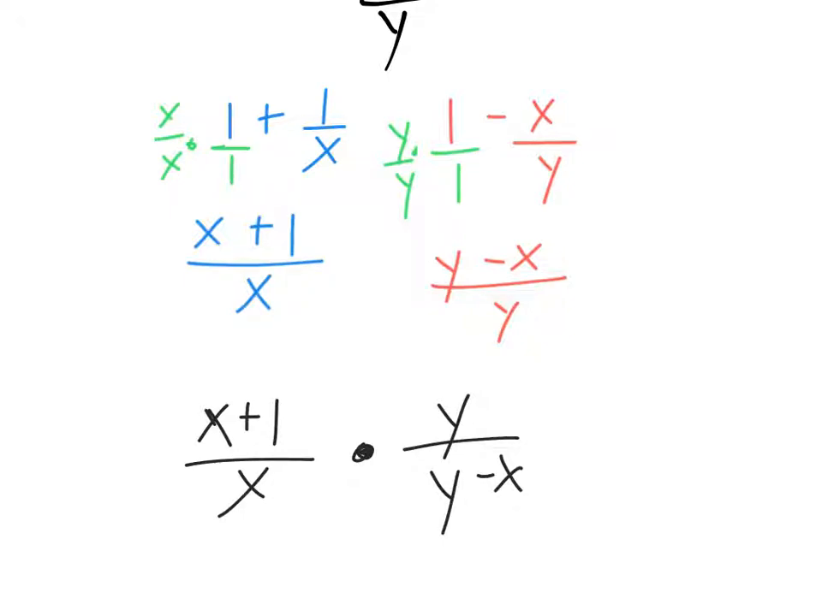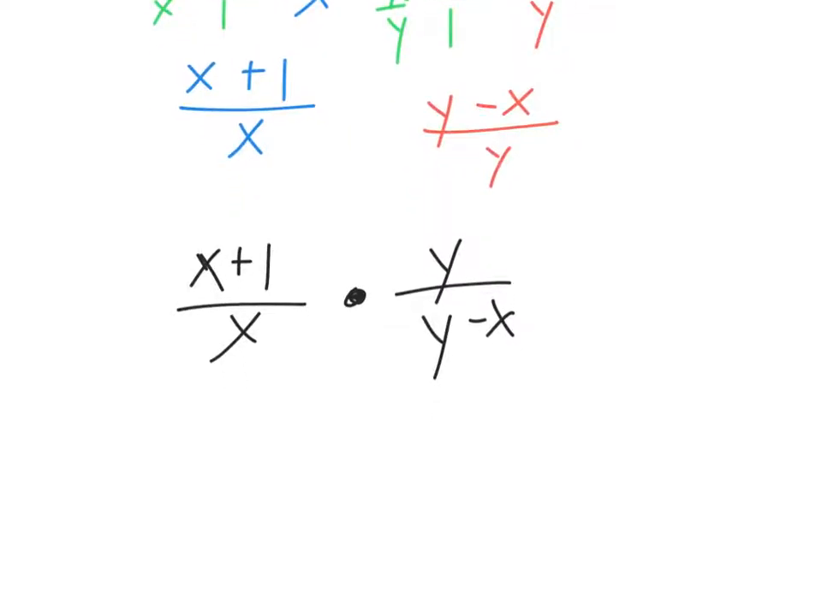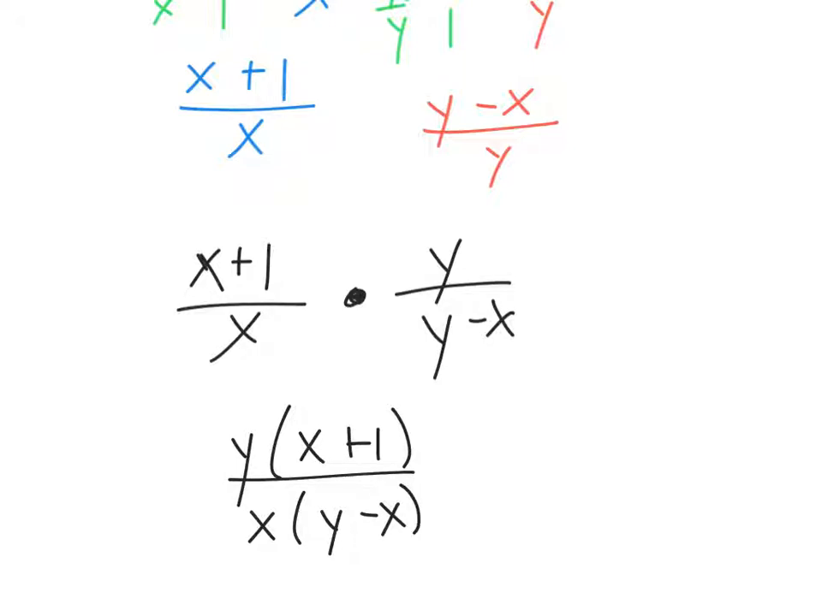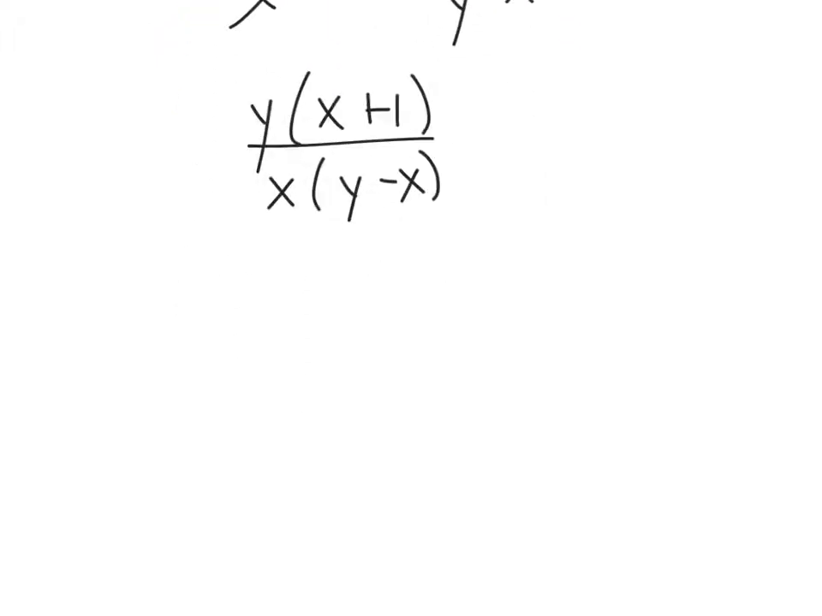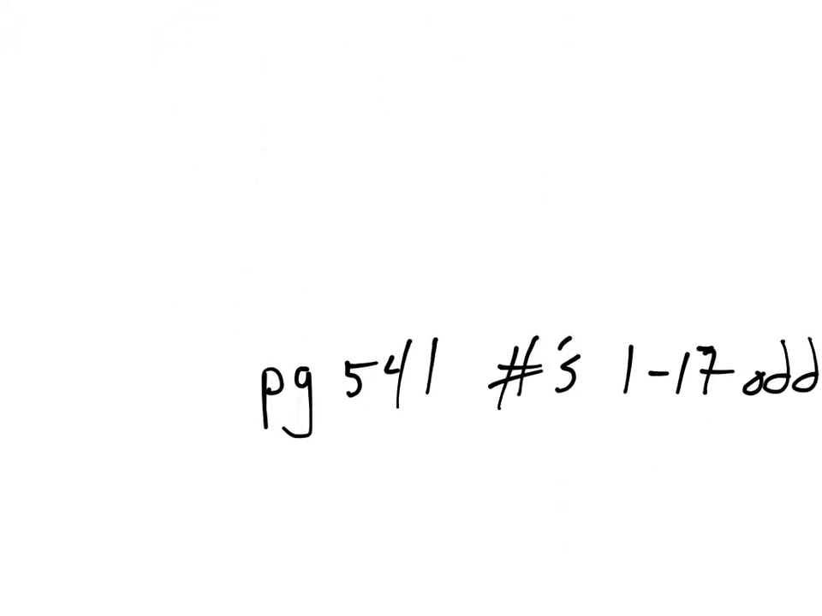And now we just multiply them together. And when we multiply these together, I get y times x plus 1 over x times y minus x. And there's nothing else that can happen with this one. Cool? This is up on Canvas, but your homework is here.